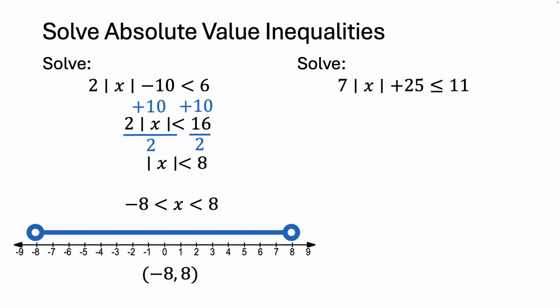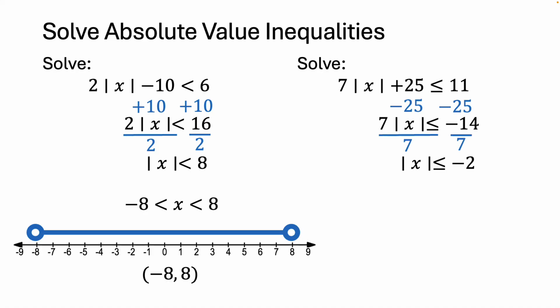And finally, let's take a look at the problem 7 times the absolute value of x plus 25 is less than or equal to 11. The first thing we need to do is isolate the absolute value of x. Let's start by subtracting 25 from both sides. This gives us 7 times the absolute value of x is less than or equal to negative 14. Dividing both sides by 7, we end up with absolute value of x is less than or equal to negative 2.